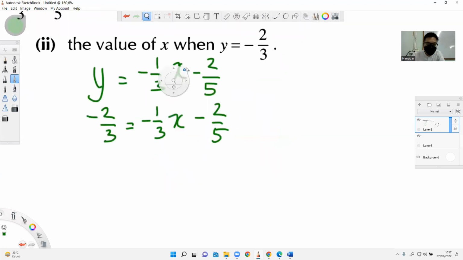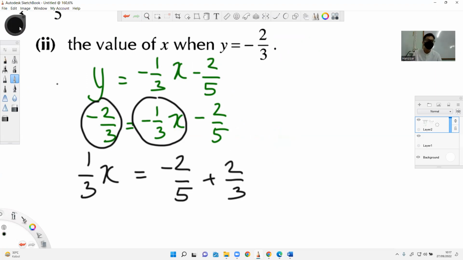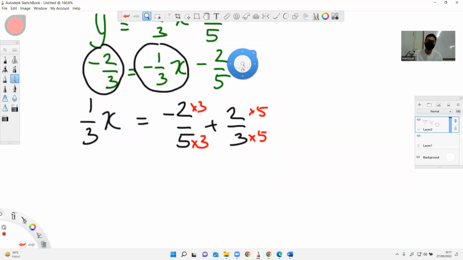You put the x to the right side, it becomes plus. Right? Be careful. 1 over 3x equals negative 2 over 5 stays on the right hand side, plus 2 over 3. Do we have to do something else? Yeah. Make the denominator equal: times 3, times 3, times 5, times 5, right? And then you can just do this.